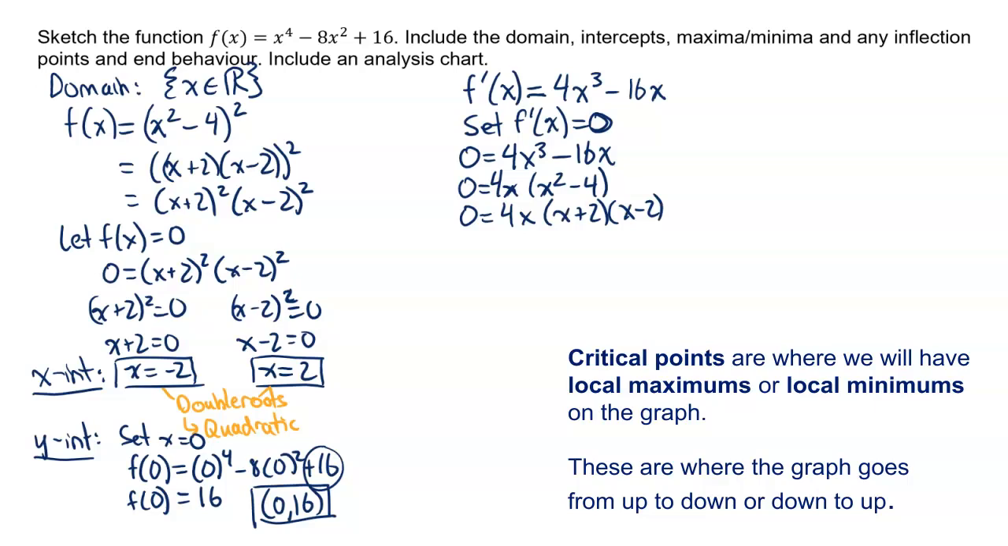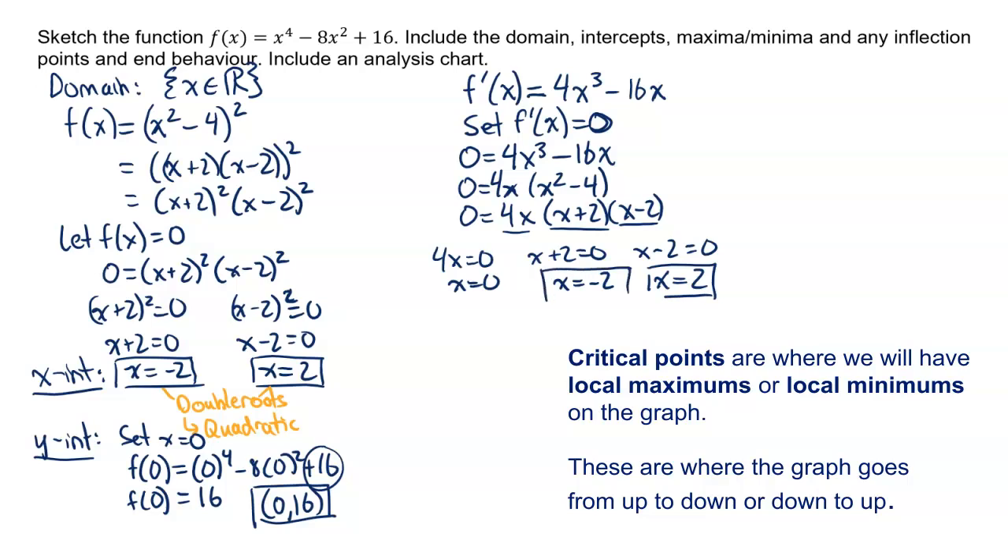And that gives me 3 critical points. Each of these factors, when they're set equal to 0, is going to give a critical point. So when 4x is equal to 0, that gives me x is equal to 0. When x plus 2 is equal to 0, that gives me x is equal to negative 2. And when x minus 2 is equal to 0, that gives me x is equal to positive 2. And so what we have now is 3 critical points. And you'll notice that the negative 2 and positive 2 are also x-intercepts, which is interesting. So that means the critical points are going to be on the x-intercepts.